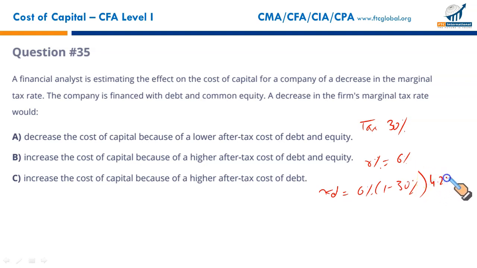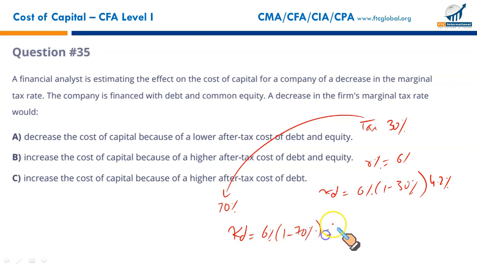4.2%. Let's say tax rate now goes up to 70%. Now look at this. Cost of debt, 6% into 1 minus 70%. 6 times 0.3, just 1.8%. See? So the tax rate goes up, the effective cost of debt goes down. What has happened here?